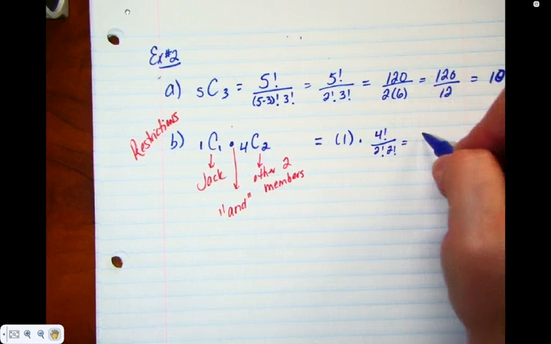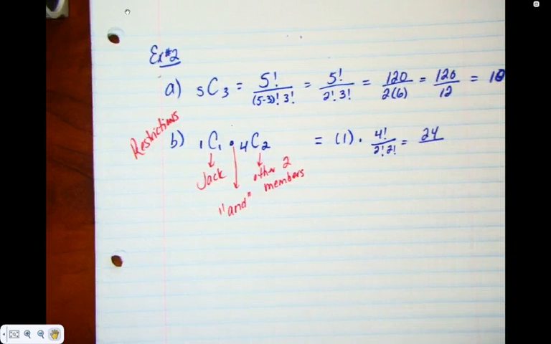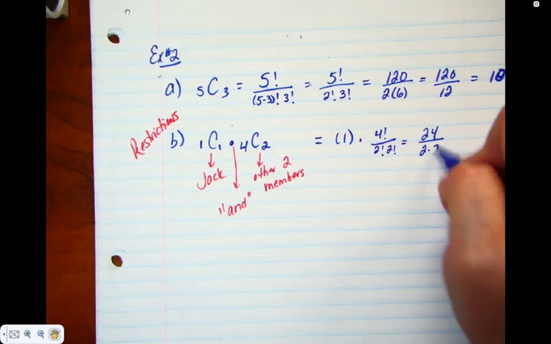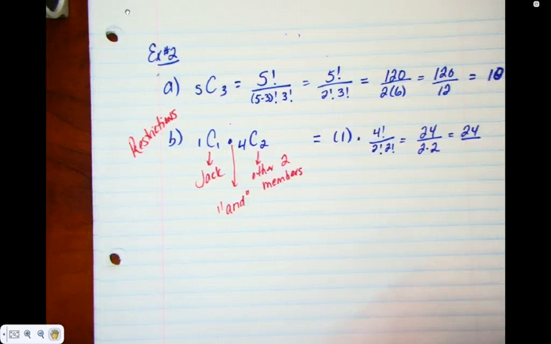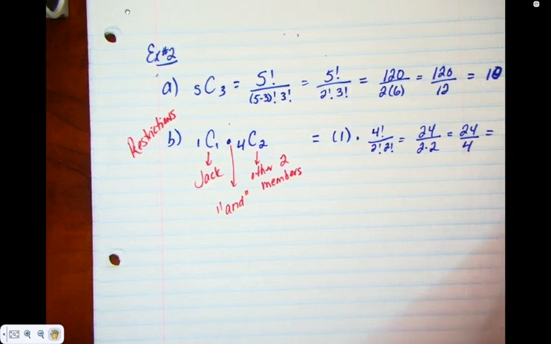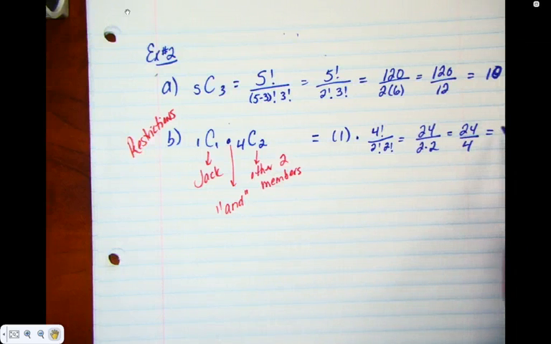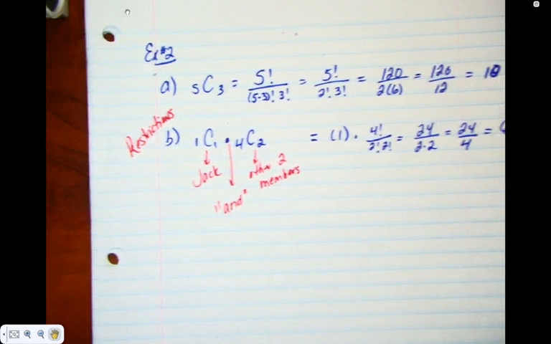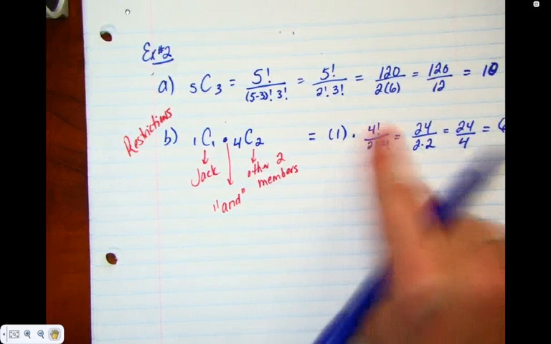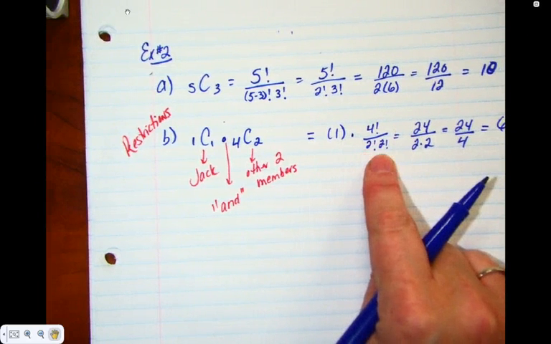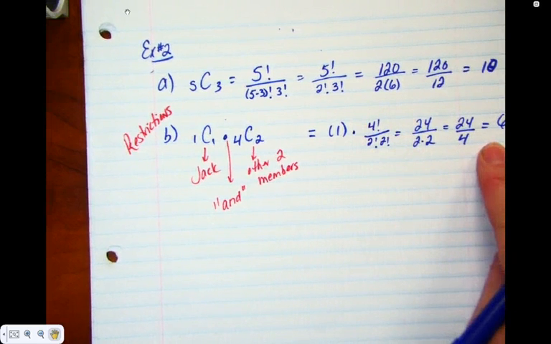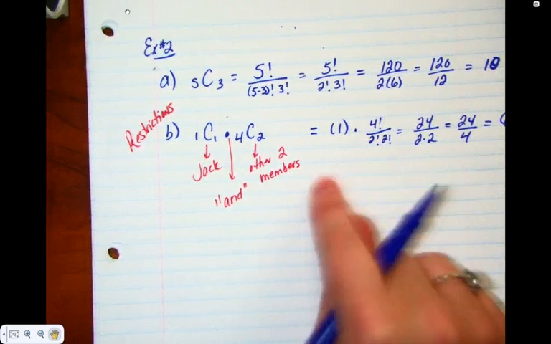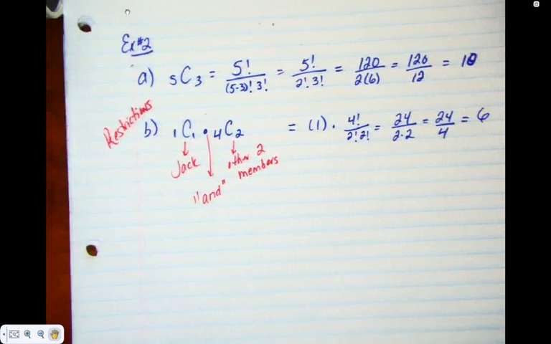4 factorial is 24. 2 factorial is 2, so on the bottom, 2 times 2. And 24 divided by 4, 6. This is why we can't simplify factorial. So a 2 factorial times a 2 factorial is not a 4 factorial. If that was true, all of this would be equal to 1, and it's not. It's equal to 6. So you're never going to combine factorials in here. You're just going to multiply them out and simplify. You can't really see that. There we go.